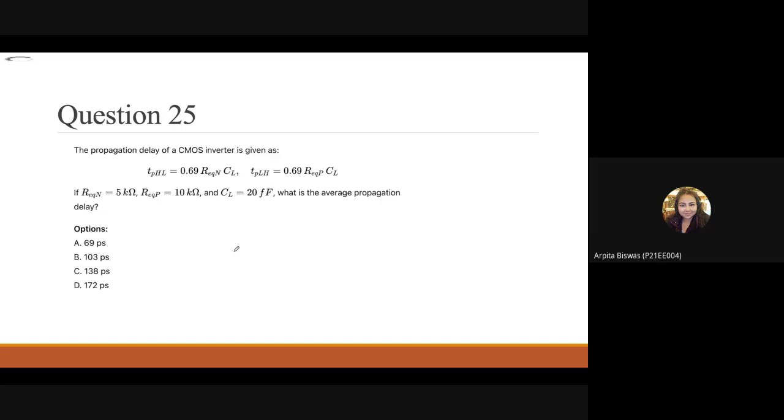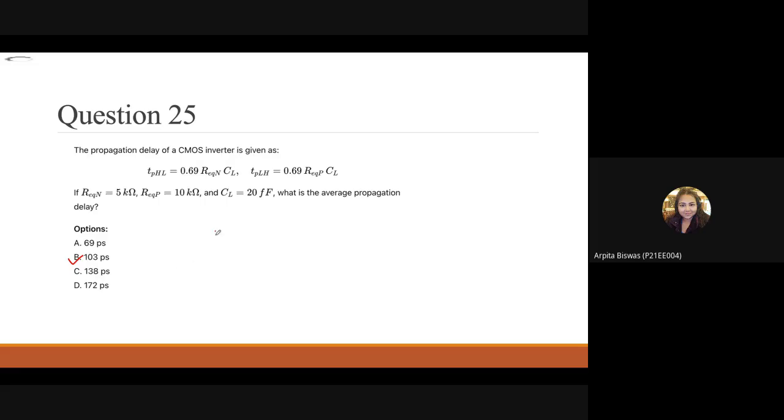So tell me what is the right answer. Option B, 103 picoseconds. Yes, option B is the right answer. So how to calculate it? TP equal to (TPHL plus TPLH) by 2. Okay. So this is the option. Right answer is 103. Do I have to calculate or will you calculate it?